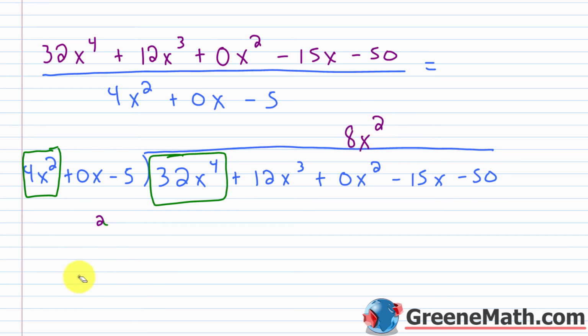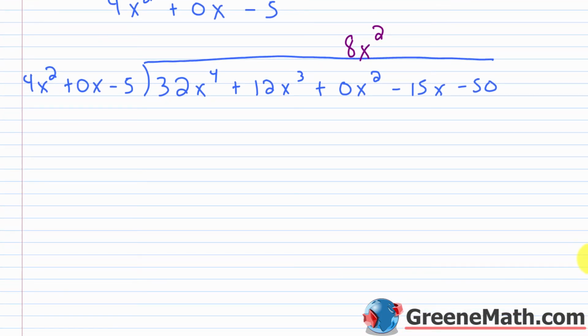Let me erase all this, and we're going to multiply. Let me scroll down so we have enough room. Remember, I'm going to multiply this by this whole thing. So 8x squared times 4x squared would give me 32x to the fourth power. 8x squared times 0x would be plus 0x cubed. And then 8x squared times negative 5 would be minus 40x squared.